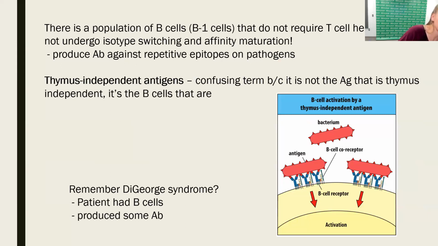Okay, now, because I said almost all B cells, there is a subset of B cells called B1 cells that actually do not require any T cell help. They do not undergo isotype switching, and they don't go through the process of affinity maturation. They will produce antibody, that's IgM, and it will recognize repetitive patterns on pathogens. So repetitive epitopes on pathogens. And so they're okay. It's not great, but it's something.